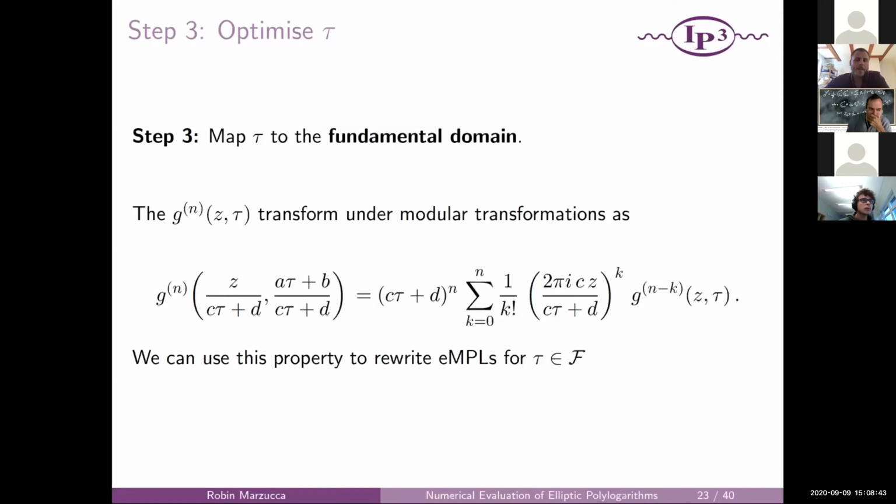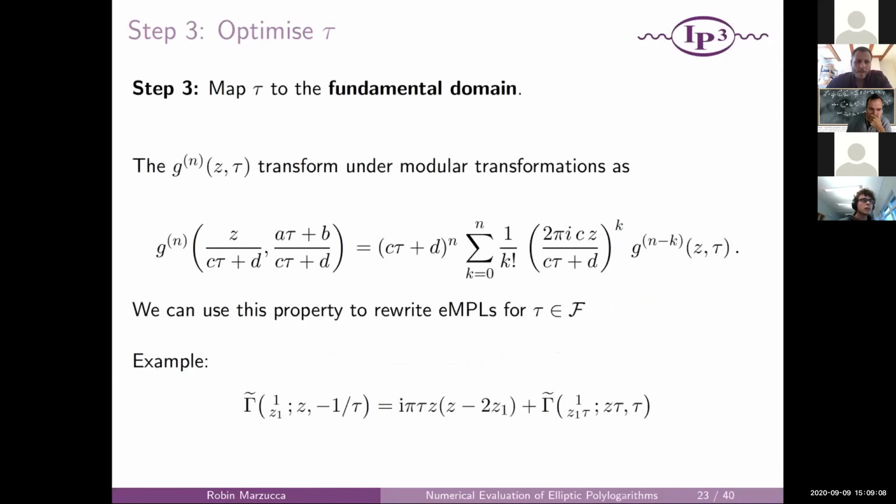And to do this, we have to use the properties again of these Kronecker-Eisenstein coefficients. So under modular transformations, they transform, as you can see here. And we can use this to take an EMPL evaluated at a tau which is not in the fundamental domain and rewrite it as an EMPL which is in the fundamental domain. So you have a simple example again, because these things can get quite messy. Let's assume that tau is in the fundamental domain, then obviously -1 over tau is not. And then we can rewrite this EMPL as a linear combination of these two terms.